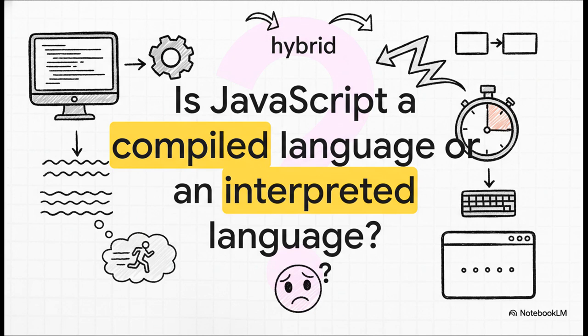The big question is this: is JavaScript a compiled language or is it an interpreted language? It almost feels like JavaScript has a bit of an identity crisis, right? But this isn't just trivia. The answer actually changes how you think about performance, how your code runs in the browser, and even how you debug. It's all about that magic step of turning what you type into a program that actually does something.